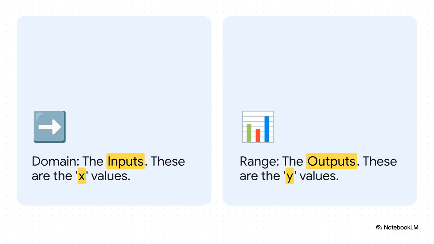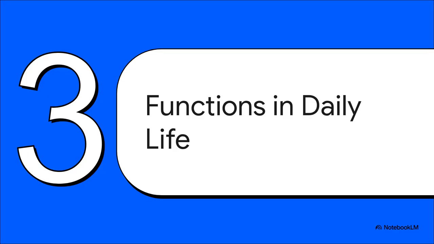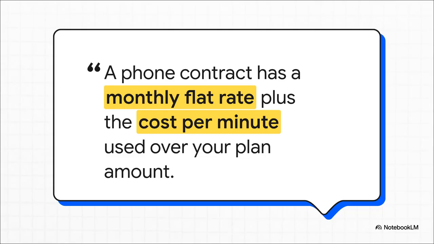That's the whole system. Okay, so this is cool and all, but where do you actually see this stuff? Like, in the real world? Let's take a look at functions in your daily life. Think about something you probably deal with every single month, your cell phone bill. That final number you have to pay? It's not just random, it's calculated by a function. There's a specific rule connecting how much you use your phone to how much you pay.